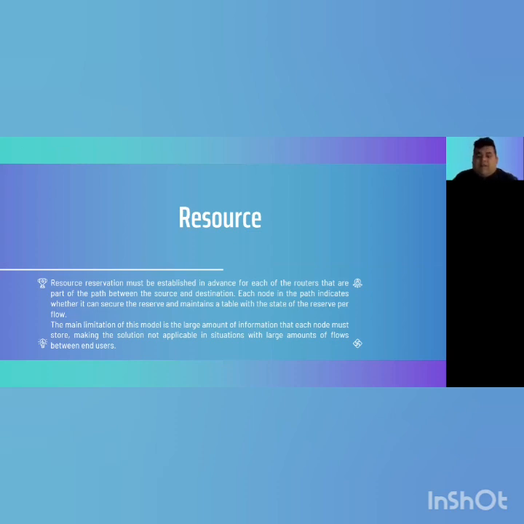An important part of this topic is resource reservation. Resource reservation must be established in advance in each of the routers that are part of the path between the source and destination. Each node in the path indicates whether it can reserve the resources and maintains a table with the state of the reservation per flow. The main limitation of this model is the large amount of information that each node must store, making the solution not applicable in situations with a large number of flows between end sources.